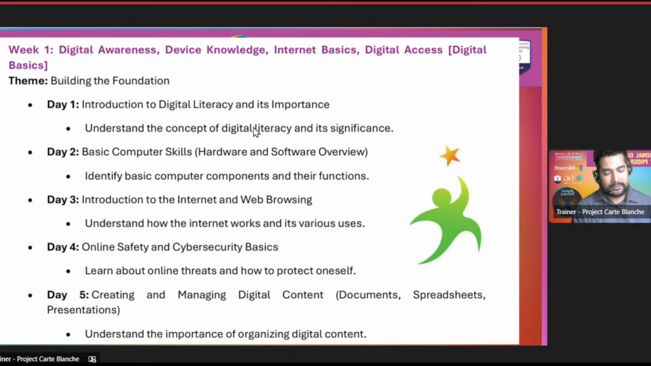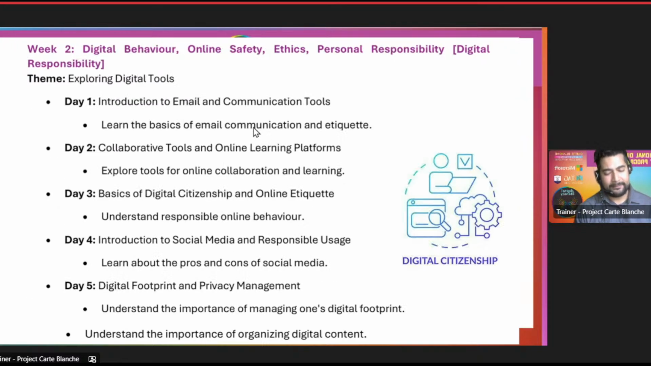We'll talk about cyber security basics, how we can protect ourselves and our family from cyber security threats. If something happens, how we can build resilience on that, how we can report it immediately, where to report it, and how we can be good digital citizens. That will be part of our day 4 topic. Day 5, how we are maintaining our digital content. That is what is going to be explained.